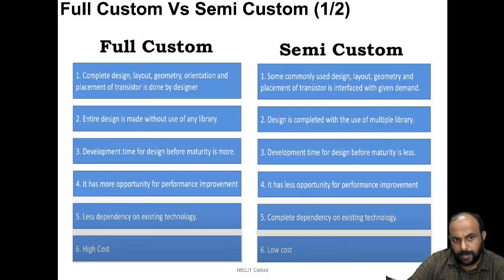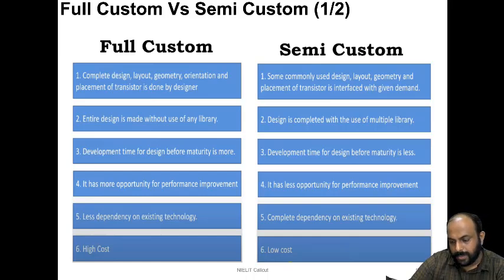Similarly, the full custom gives you a full spectrum of opportunities for performance improvement, whether it be area or die size reduction, whether it be power consumption reduction, or whether it be performance improvement in terms of frequency of operations and so on. The full custom gives you the complete spectrum or scope of improvement, whereas it is limited in the case of semi-custom because you are dependent upon the net performance of all the standard cell libraries which we use. Similarly, full custom has very less dependence on the existing technology nodes, whereas there is a complete dependency because the macros or the standard libraries which are made available are bound to work only on an existing technology.